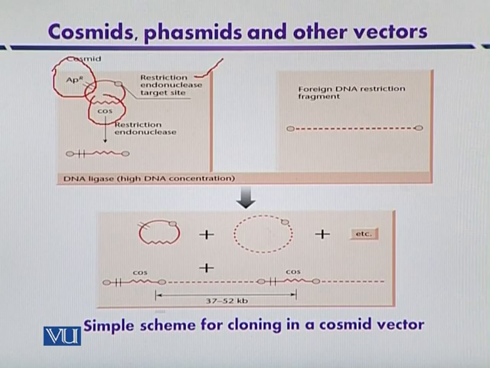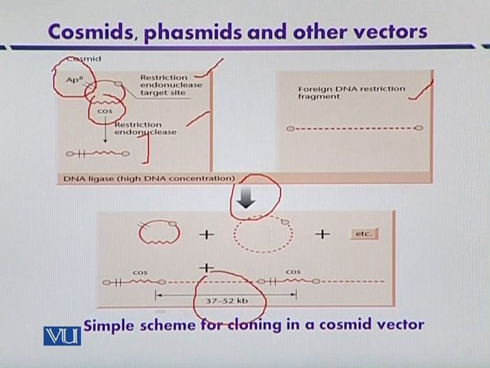So it can be digested with the restriction enzyme and assume the linear form here. On the other hand, the foreign DNA can also be digested with the appropriate restriction enzyme, and then they are mixed together in the presence of DNA ligase, so that in the presence of high DNA concentration they can join together. Between the cos sites of the cosmid, comparatively larger fragments of DNA, up to 37 to 52 kilobases, can be inserted into the Cosmid vector.